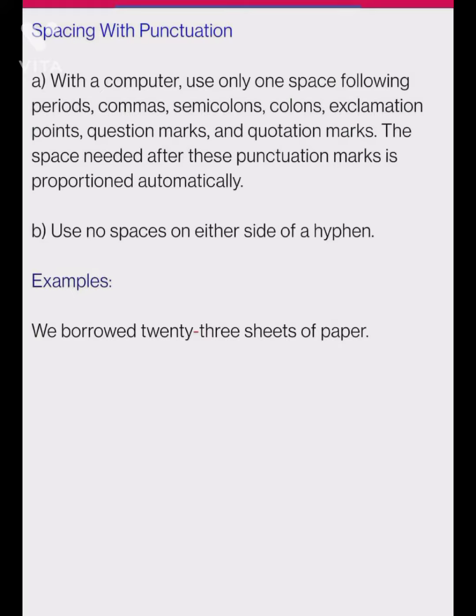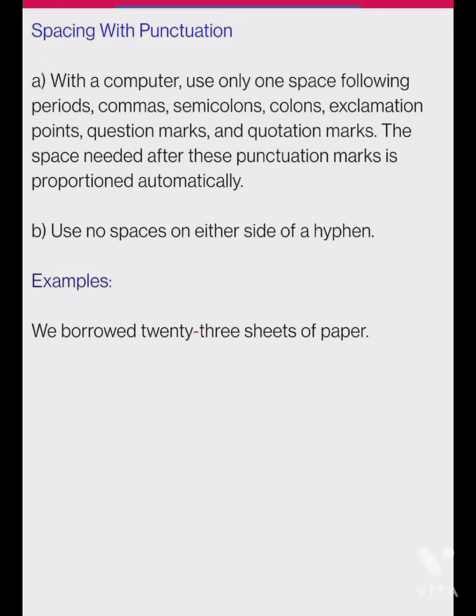Spacing with punctuation. With a computer, use only one space following periods, commas, semicolons, colons, exclamation points, question marks, or quotation marks. The space needed after these punctuation marks is proportional and automatic. Use no space on either side of the hyphen.